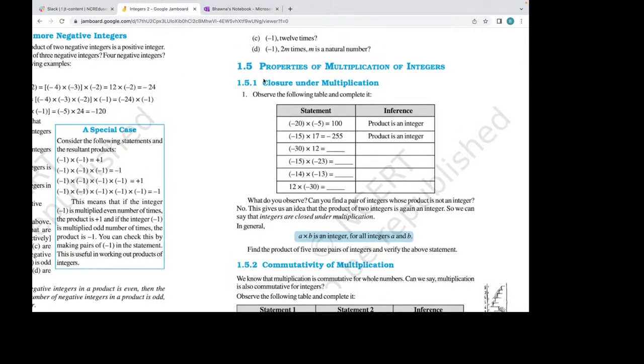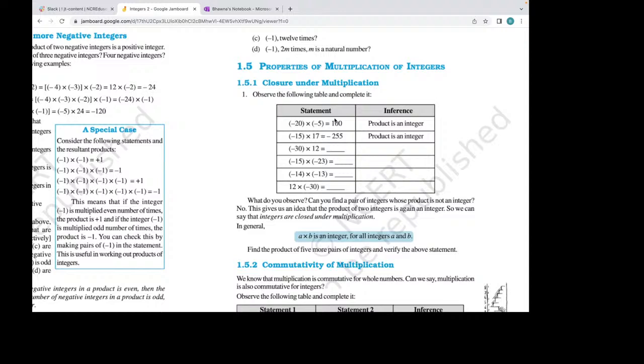So we have learned closure under addition also, closure under subtraction also. So what was that? We have learned that if a and b are integers, then a plus b is also an integer. If a and b are integers, then a minus b or b minus a is also an integer. So does it apply for multiplication also?